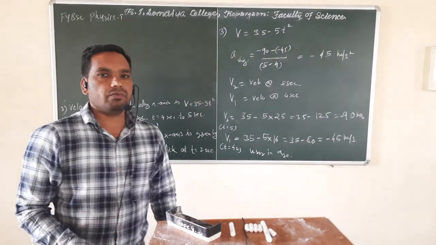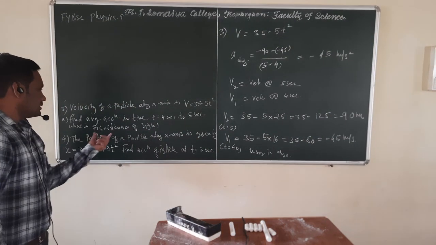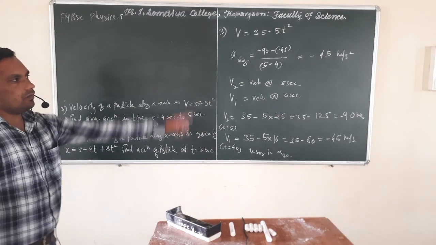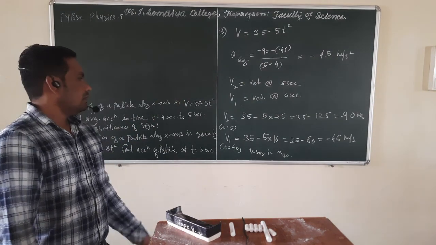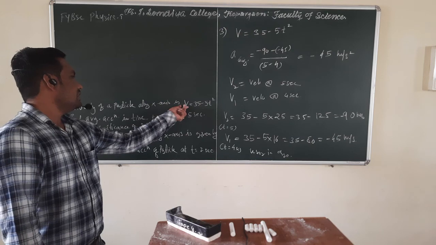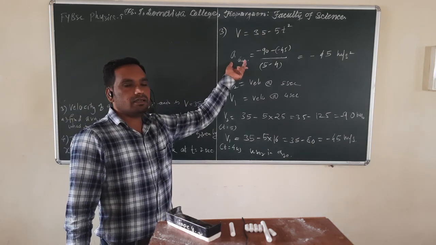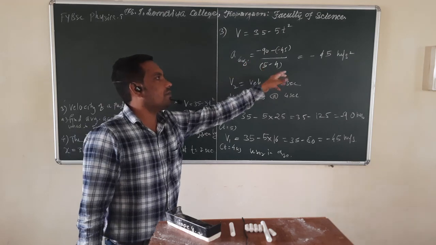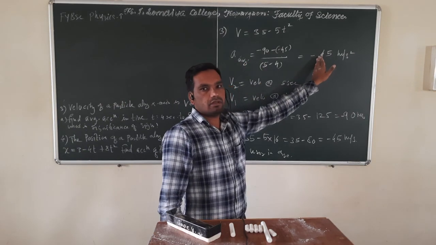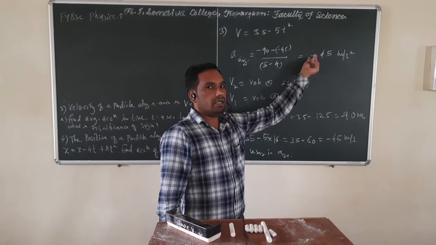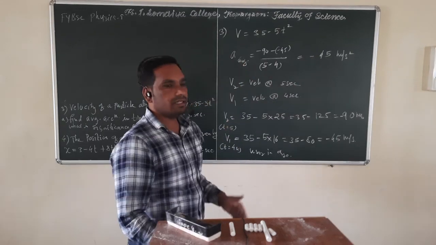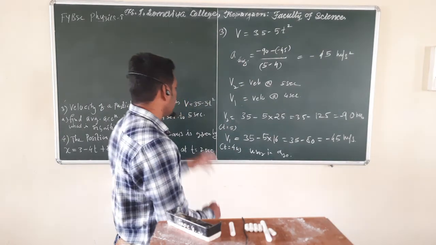Now what we have asked, what is the significance of the sign? Here we get negative sign. Remember, velocity is only along x-axis. So average acceleration is in the direction of negative x-axis. Okay, so minus sign means what? This average acceleration is directed in the negative direction of x-axis.